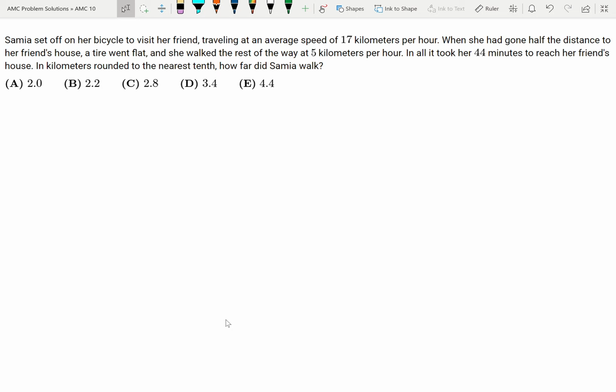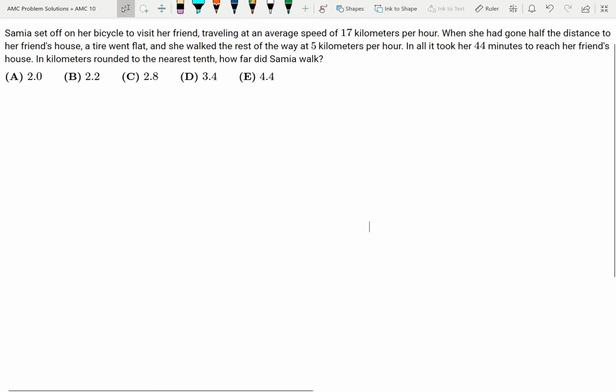Samia set off on her bicycle to visit her friend, traveling at an average speed of 17 kilometers per hour. When she had gone half the distance to her friend's house, a tire went flat and she walked the rest of the way at 5 kilometers per hour. In all, it took her 44 minutes to reach her friend's house. In kilometers, round to the nearest tenth, how far did Samia walk?